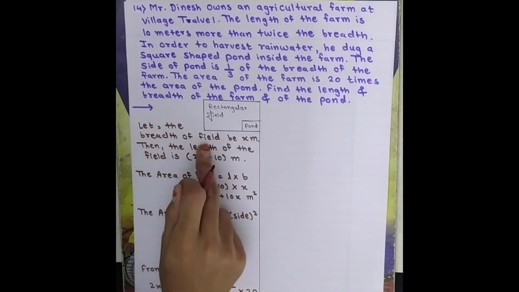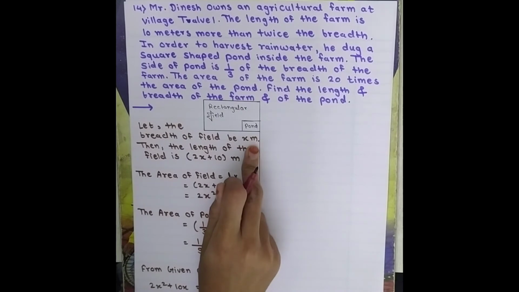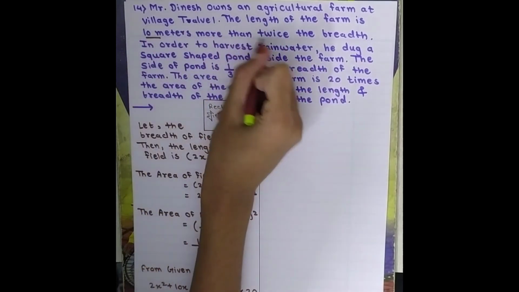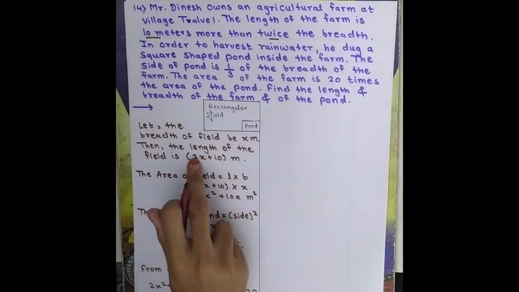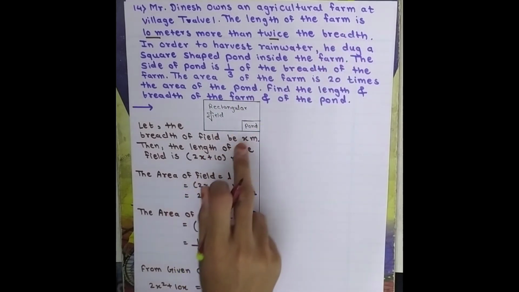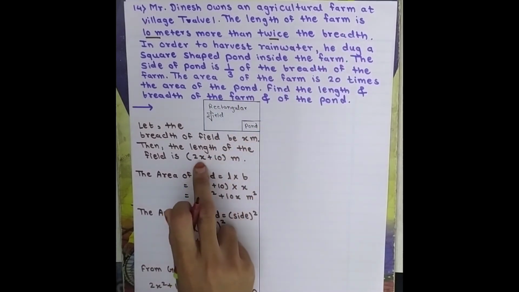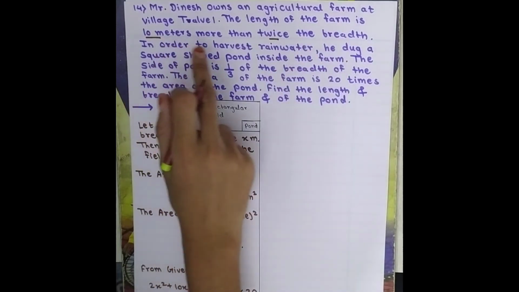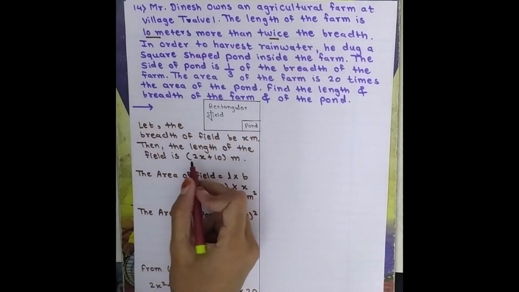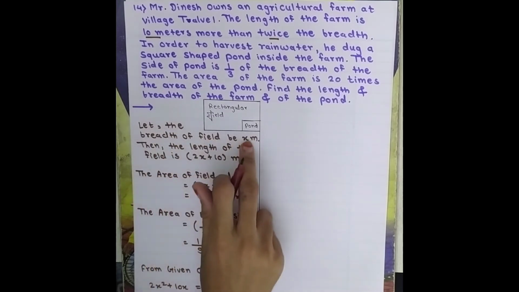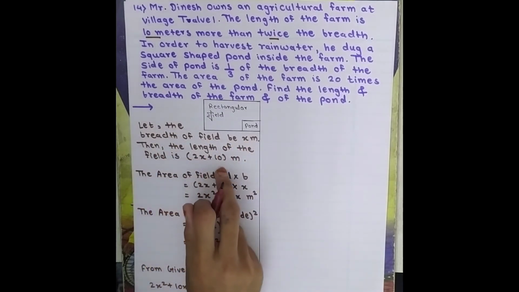So first, let the breadth of the field be x meters. Its length is 10 meters more than twice the breadth. If the breadth is x, then twice the breadth is 2x, plus 10. So 10 meters more than twice the breadth we write as 2x plus 10 meters. So breadth is x meters and length is 2x plus 10 meters.